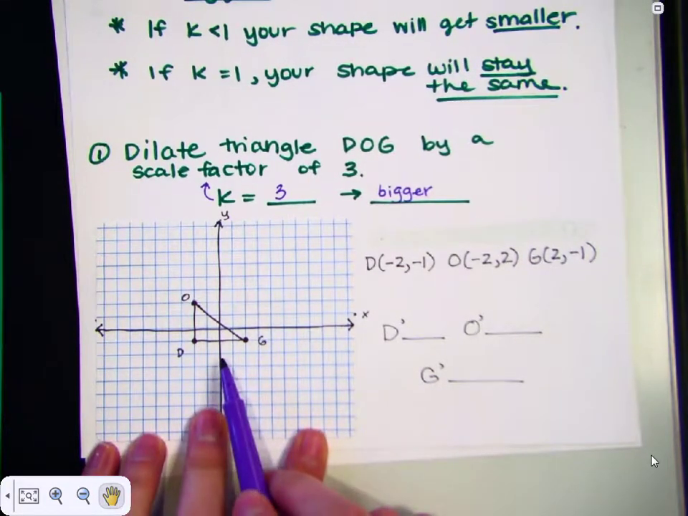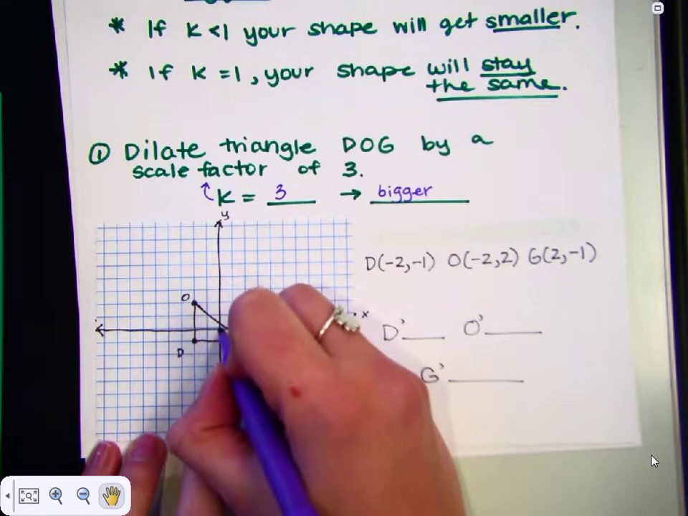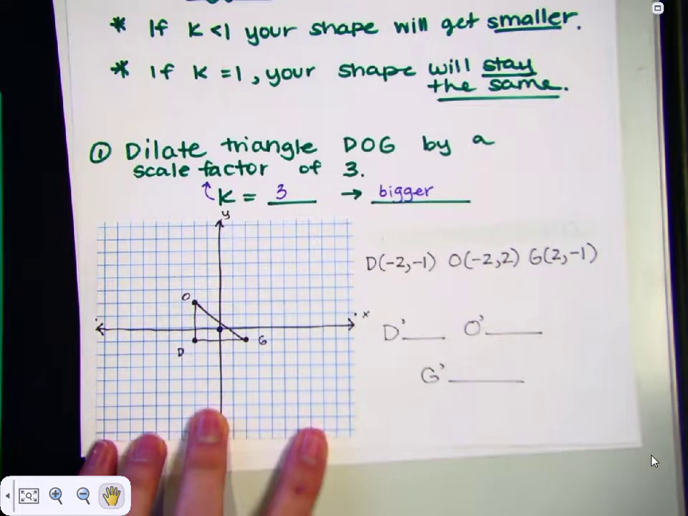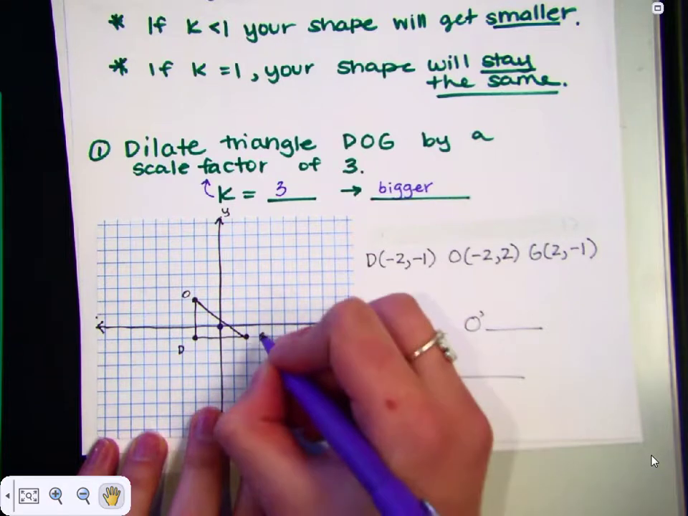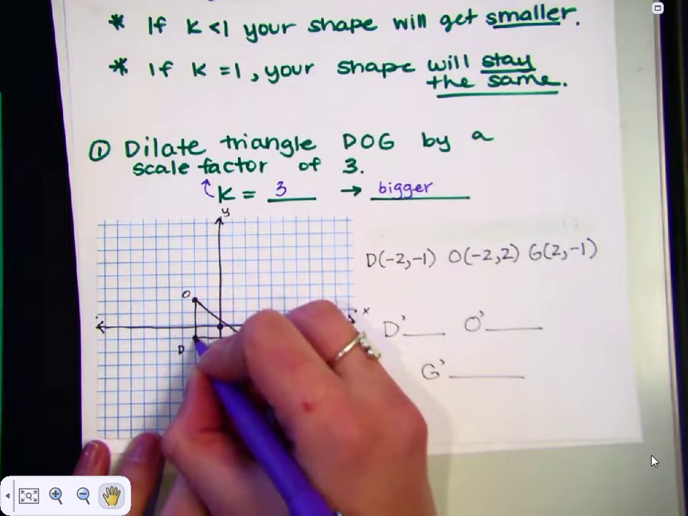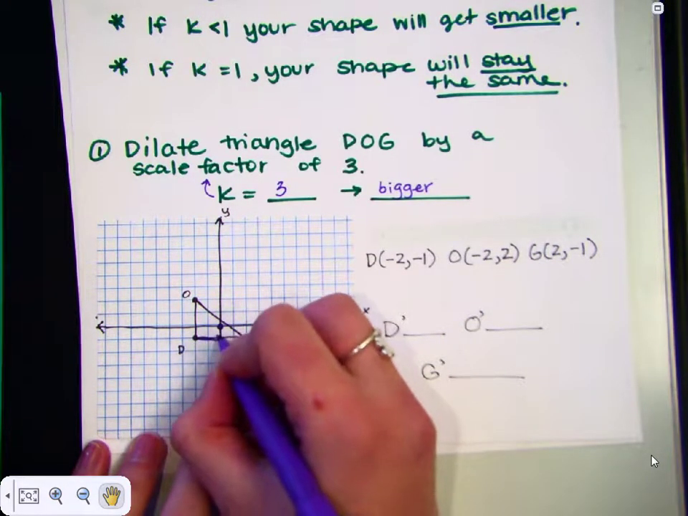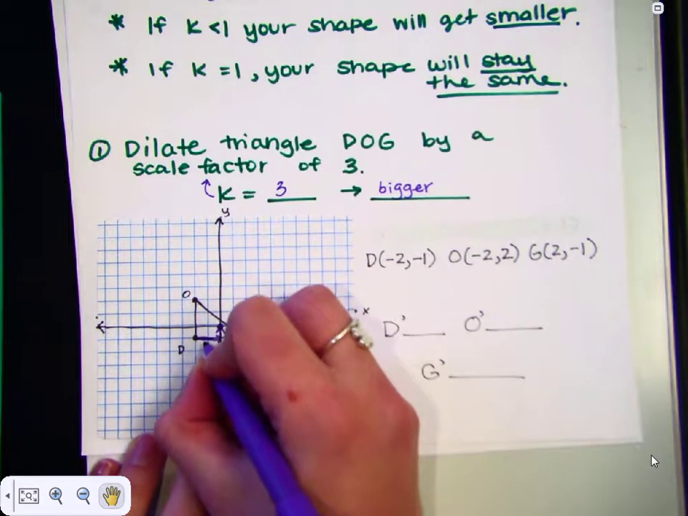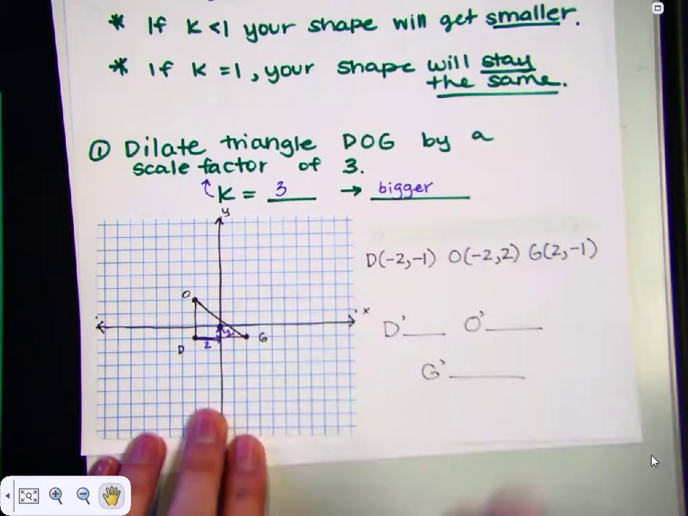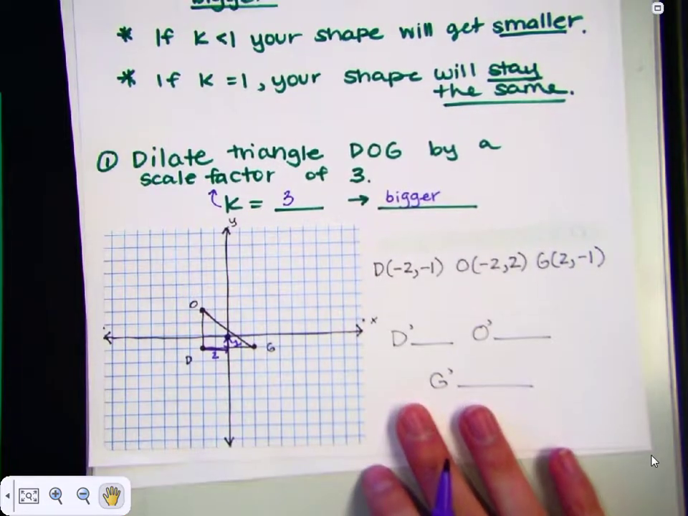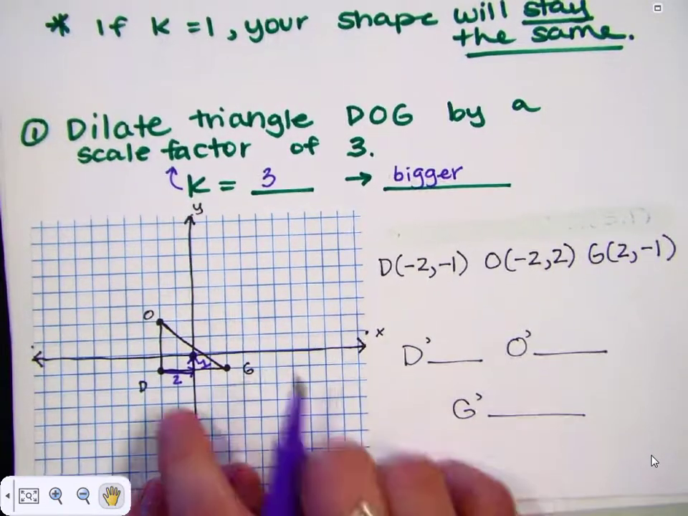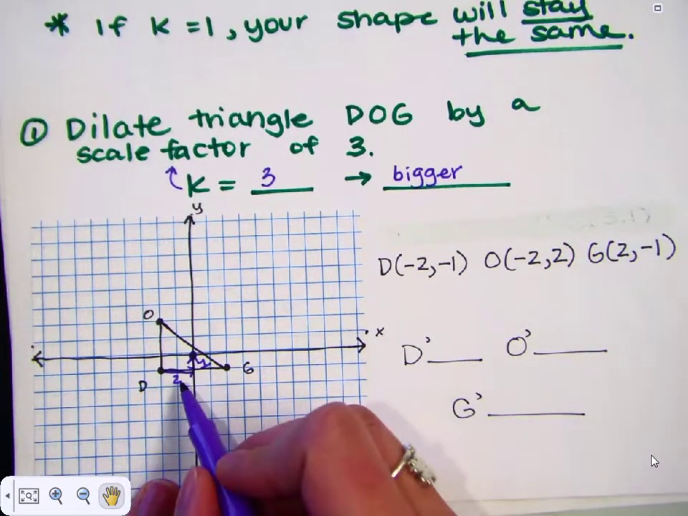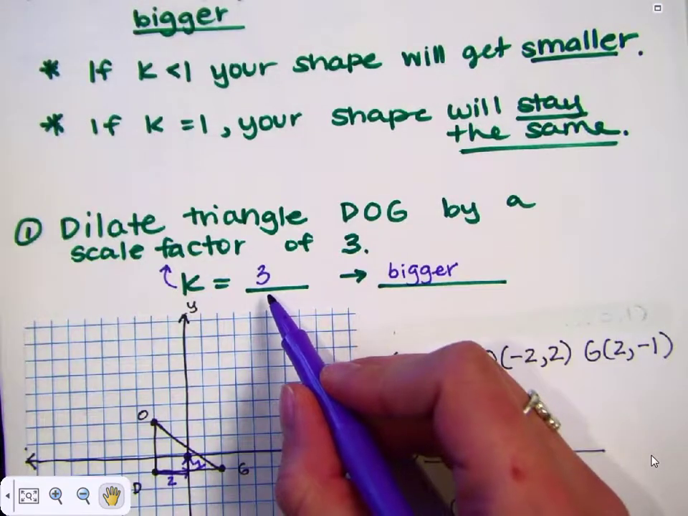Okay, so to dilate this, I always reference my dilations from the center. So the center is there. So I'm going to count the distance of each point from the center. So my distance from D to the center is 2 this way and 1 this way. So I have 2 and 1. If you remember doing slope, it's kind of like the same movements. So we have over and we have a rise. So I'm going to multiply each of these numbers by our scale factor.